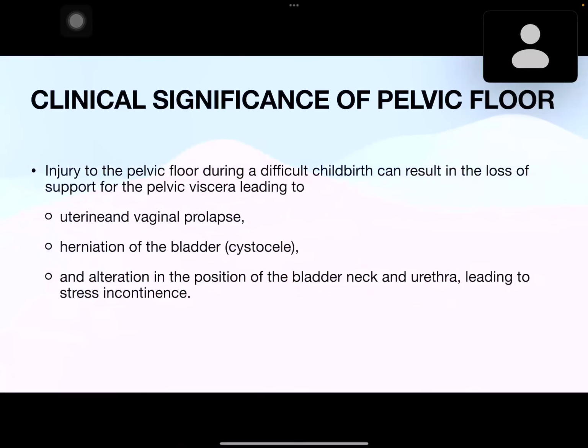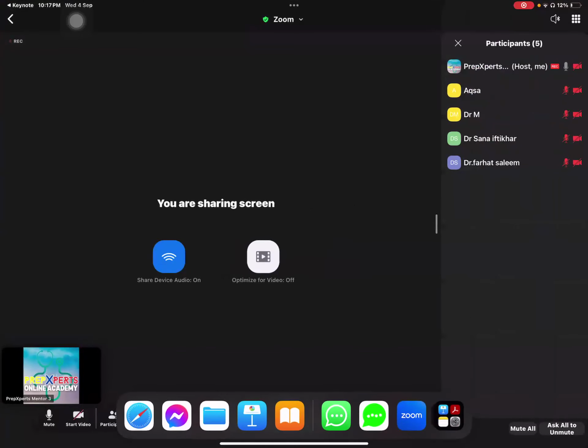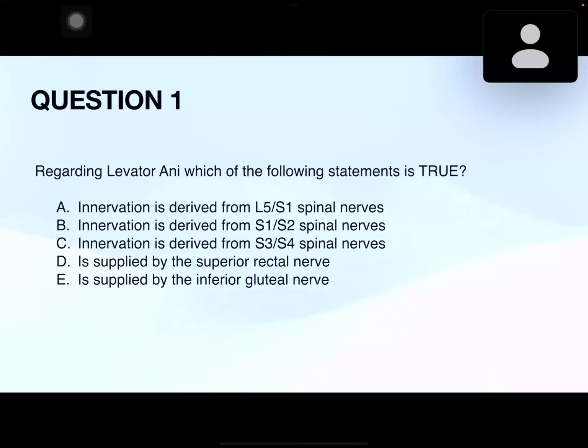Okay, so this is the end of our lecture. If there is any question you want to ask up till now, you can ask, or we have a few questions if you want to participate in those. Anything you want to ask? Okay, so we have a few very important questions, and this is how past questions actually came in the exam.